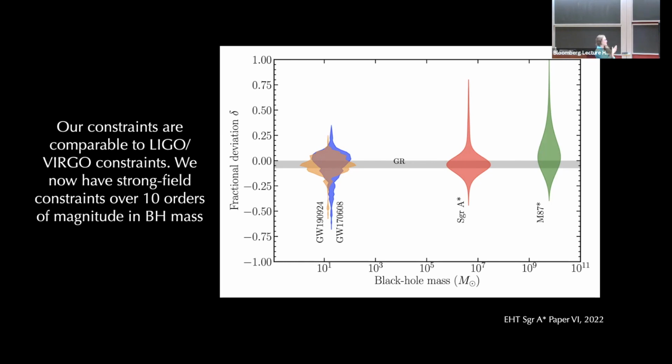And we now have strong field constraints over 10 orders of magnitude, which just a few years ago, we didn't have any of these data points, right? So, I mean, 10% error bars are pretty large, but I always say that, you know, we're just little babies learning how to take our first step, but it is still exciting that we're able to put any dots on this plot, right?